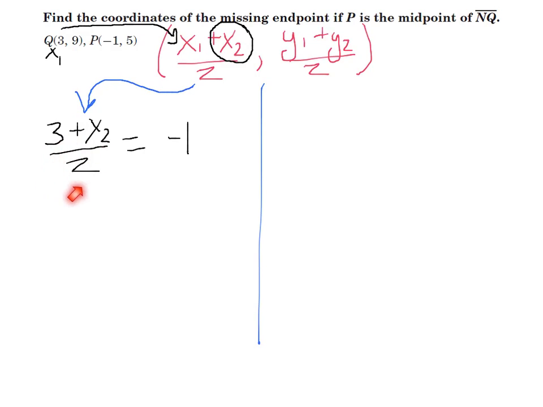I know you guys love fractions. Well, let's talk about how to get rid of that. A fraction bar is simply division. So I have 3 plus x sub 2 divided by 2. Well, what's the opposite of dividing by 2? The opposite of dividing is multiplying. So to get rid of divided by 2, what I need to do is multiply both sides by 2. And that will eliminate that, leaving me with just 3 plus x sub 2.